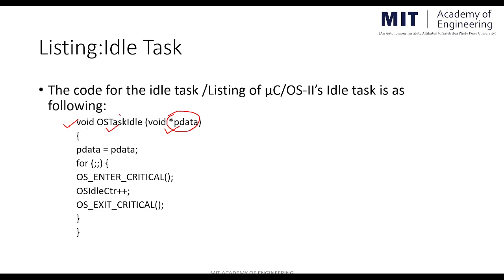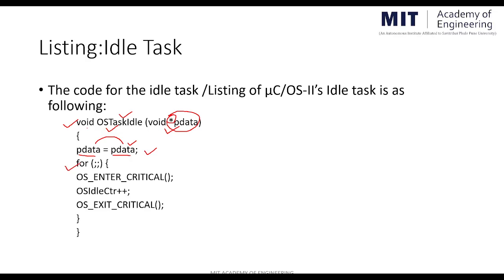So here, instead of the idle task, we can write our own application task also, but this task is already dedicated, already written in the system. So the name of the task is OS task idle, where p data is equal to p data. This is the first instruction, needed to save the argument address into the p data variable, so that the kernel will know that the task is created by handling this address. So that's why this variable is a pointer variable.